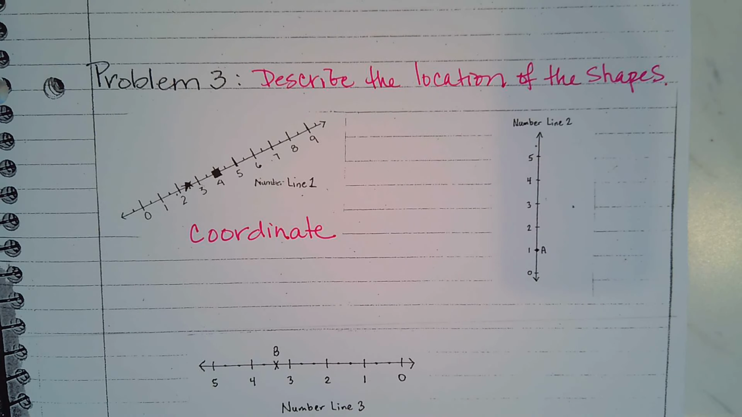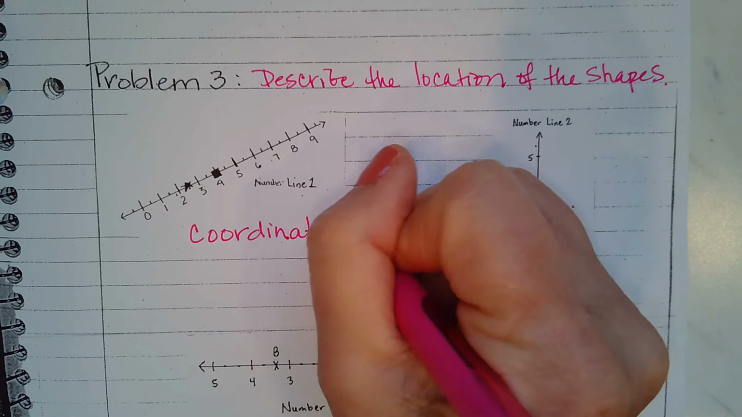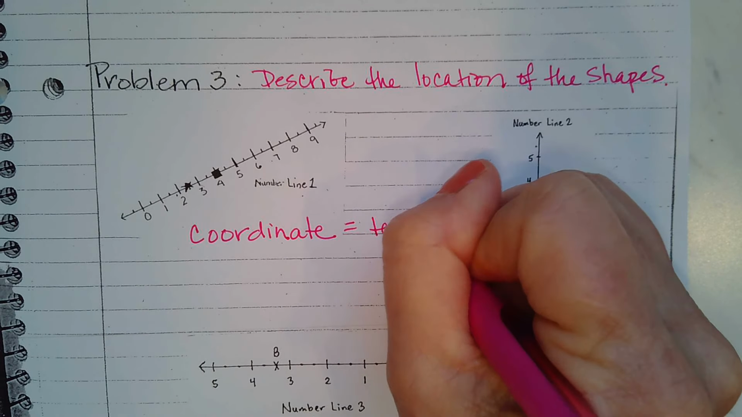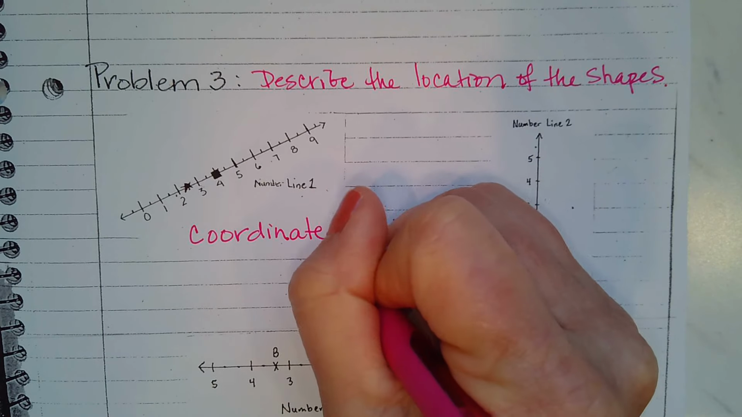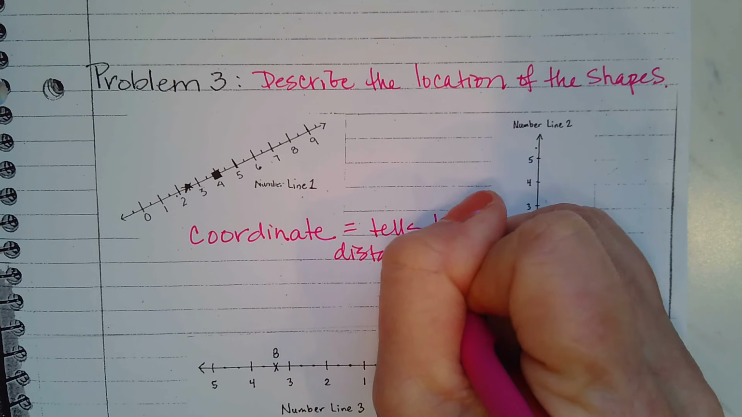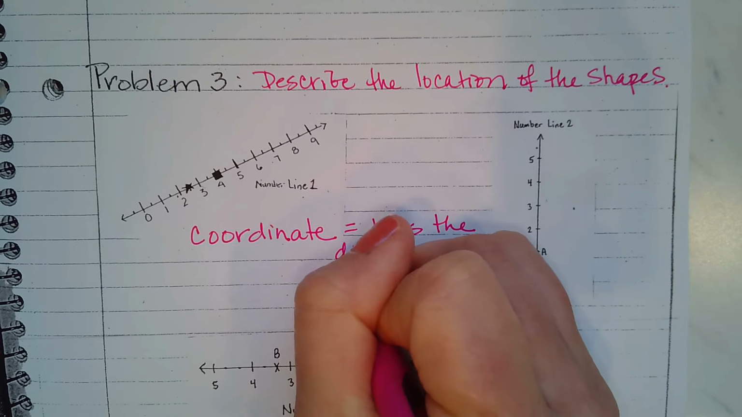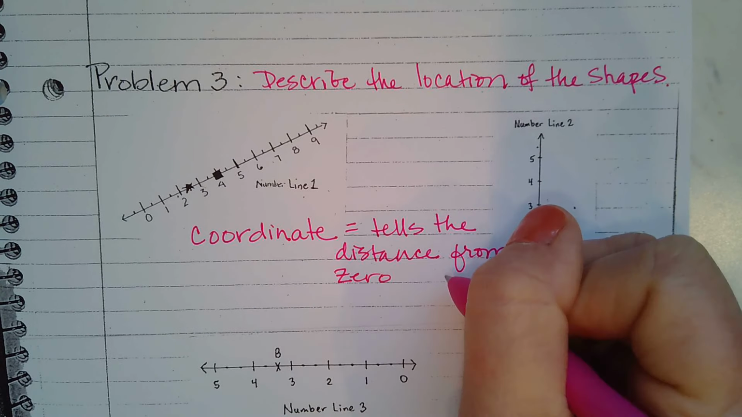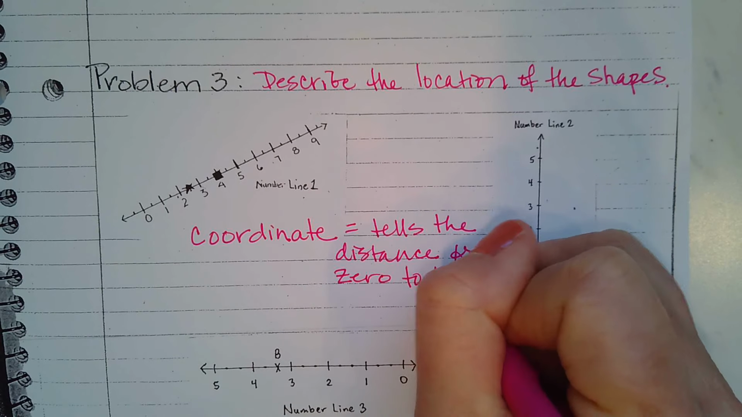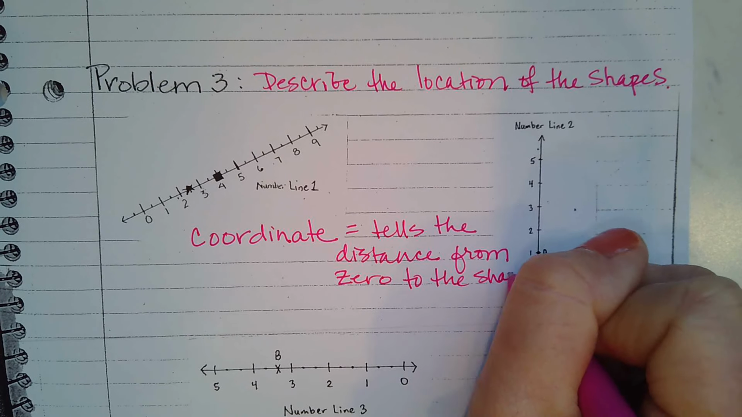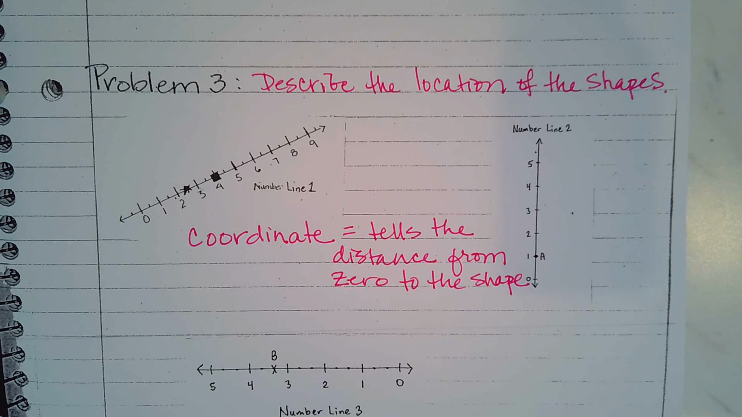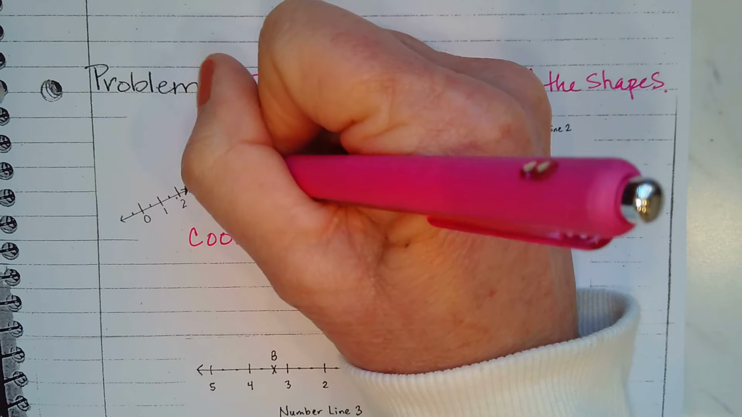So the coordinate tells the distance from 0 to the shape. All right, on number line 1, the square's coordinate is what? The square's coordinate is 4.